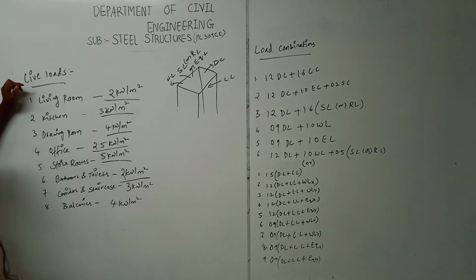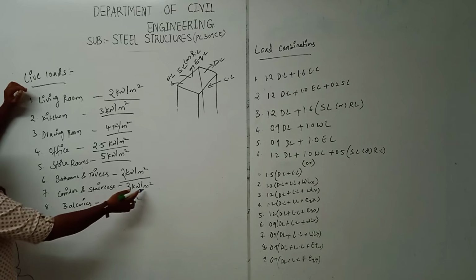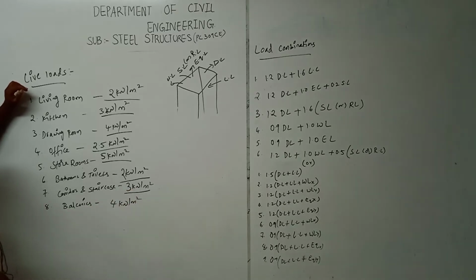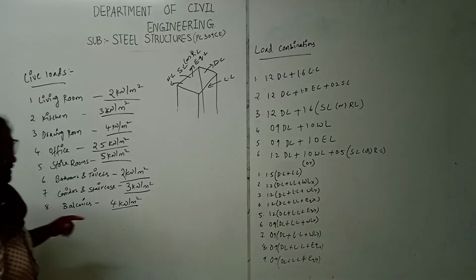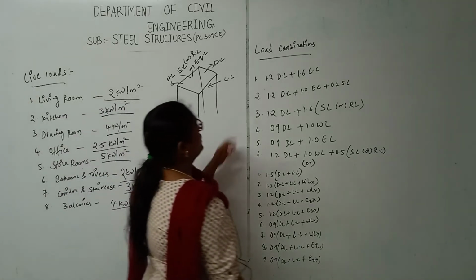Wash areas you will be having 2 kN/m². Corridors and staircase you will have 3 kN/m². And balconies you have 4 kN/m². So next I have written here load combinations.